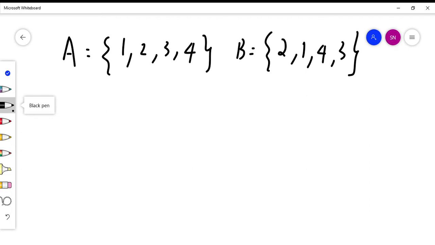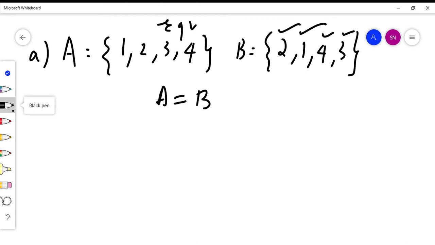Now I have set A is equal to {1, 2, 3, 4}, set B is {2, 1, 4, 3}. Which means set B also consists of 4 elements: 1, 2, 3, 4. So both the sets have the same elements. See, I have 1, 2, 3, 4, and set B has 1, 2, 3, and 4. When I have the same elements in both the sets, then I write set A is equal to set B. This is for equal sets.